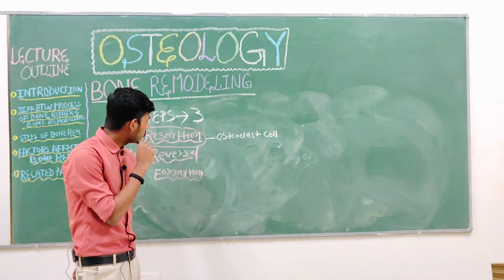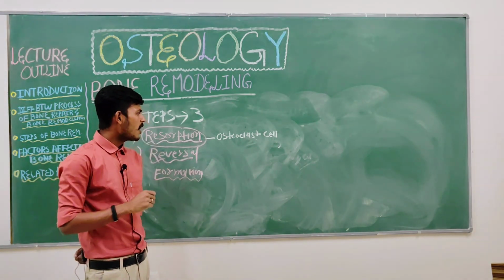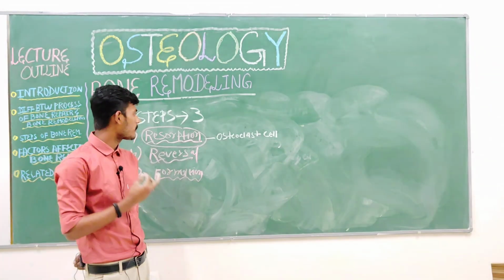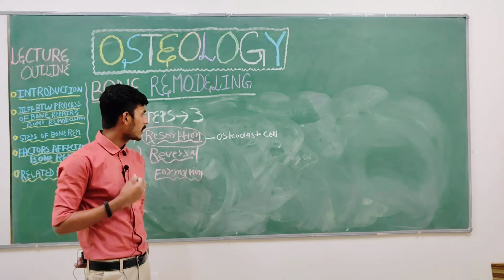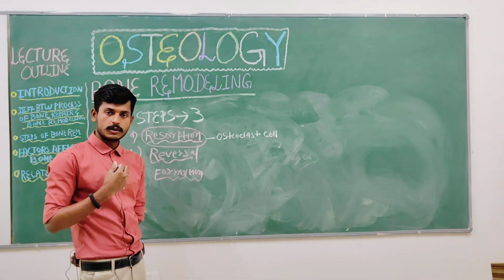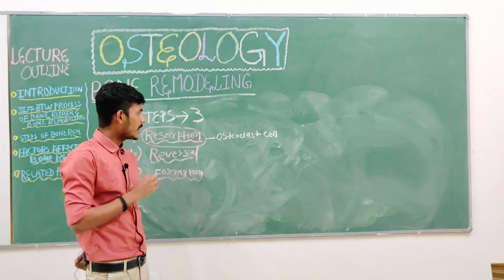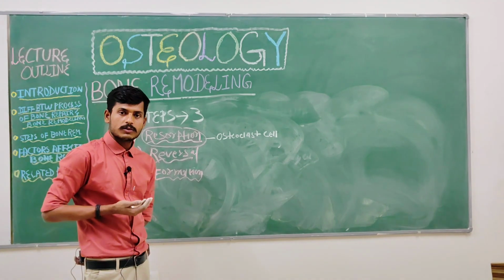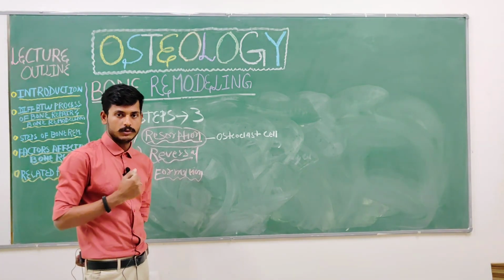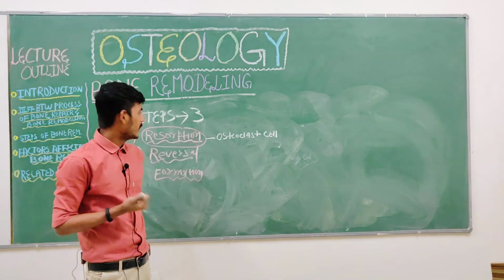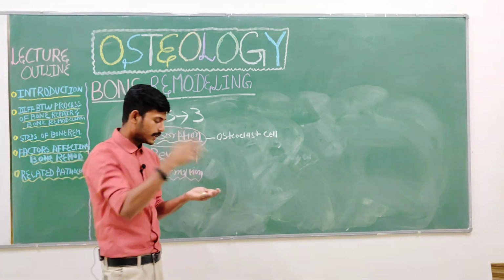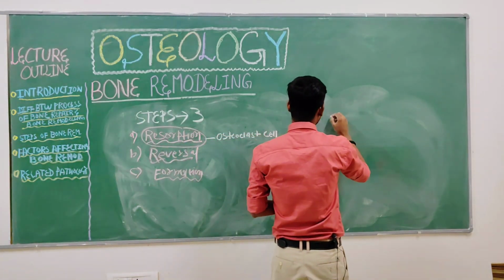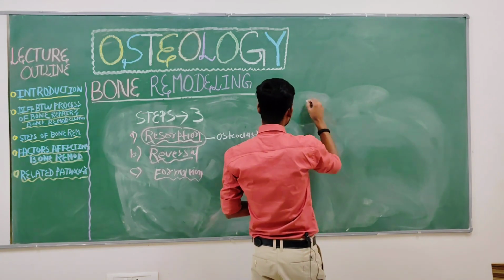But here the question arises, how does the osteoclast cell reabsorb the bone? And a second, similar question is, how do osteoclasts know that they have to reabsorb the bone? These cells are basically sleeping in the bone. Let's draw a diagram of the bone and see.